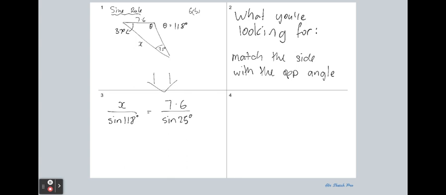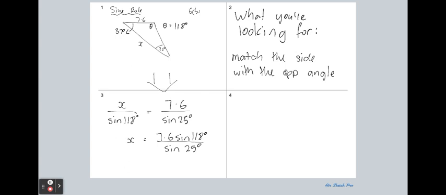So if you can stomach it, it's better if you do the manipulation first to make x the subject of the equation. In this case, I'm going to multiply both sides by sine of 118. So I get this, like so. And then I can plug that into my calculator. You'd go 7.6 multiplied by sine 118. Oh, check top right corner. Yes, it's in degrees. I'm all good. Divided by sine of 25. Enter.